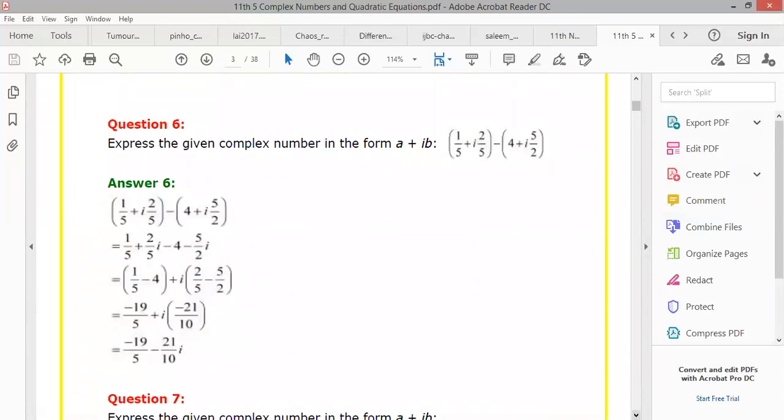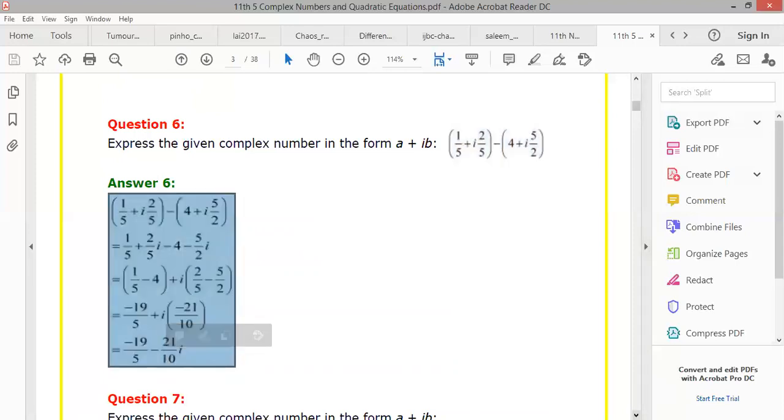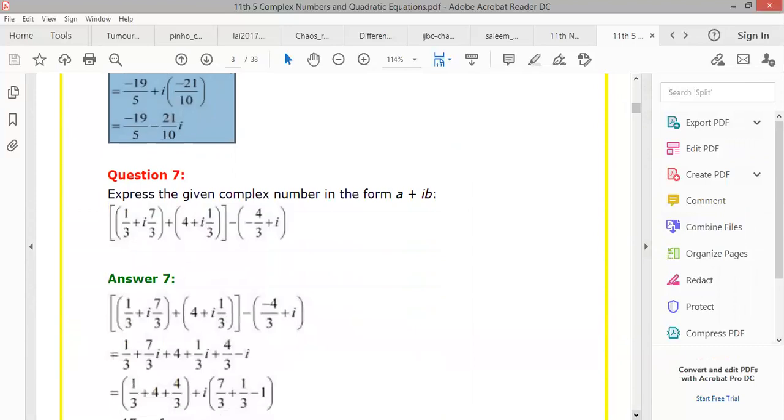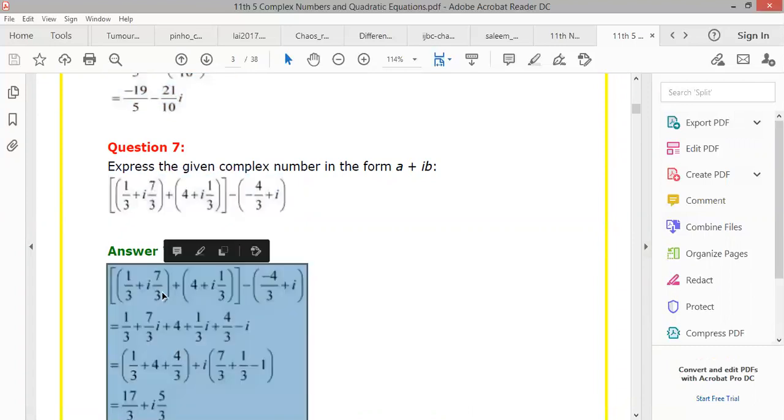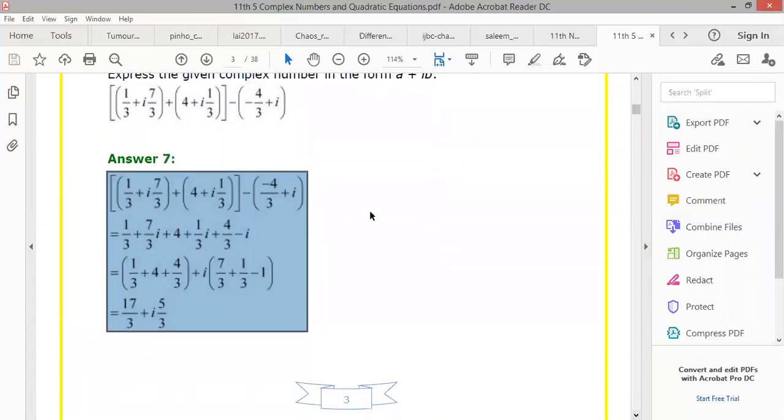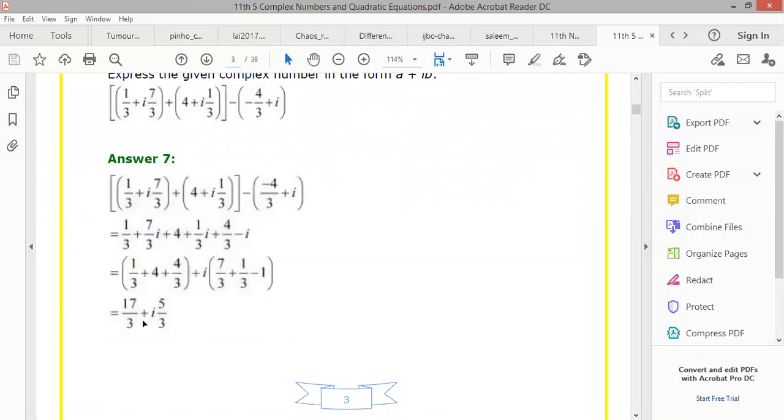Next, we have question number 6. Once again, we have to use laws of algebra. Here, we are supposed to use the difference law. We subtract real from real and imaginary part from imaginary part, and we get this. Next is question number 7. In question number 7, first of all, inside the braces, we are supposed to use the addition law and then subtract minus 4 divided by 3 plus i from the resultant, and we get 17 divided by 3 plus i times 5 divided by 3.